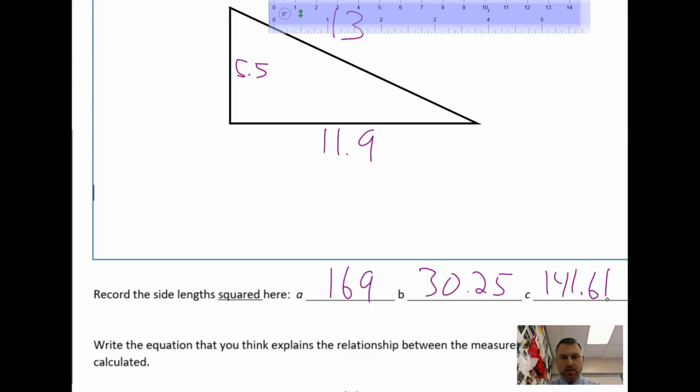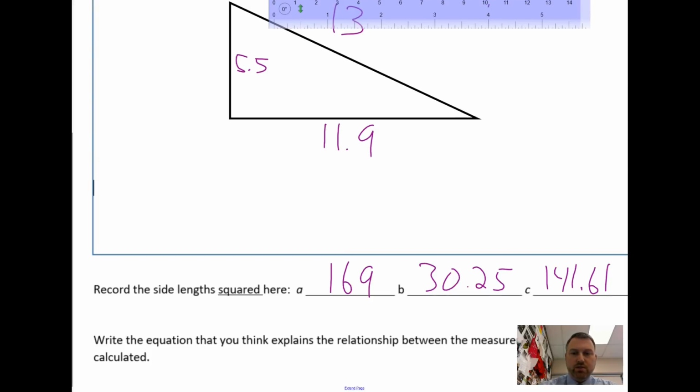Then it says, write the equation that you think explains the relationship between the measurements you just calculated. Go ahead and pause the video for a second and see if you can come up with a way to take these three numbers and make a basic equation that explains the relationship between them.